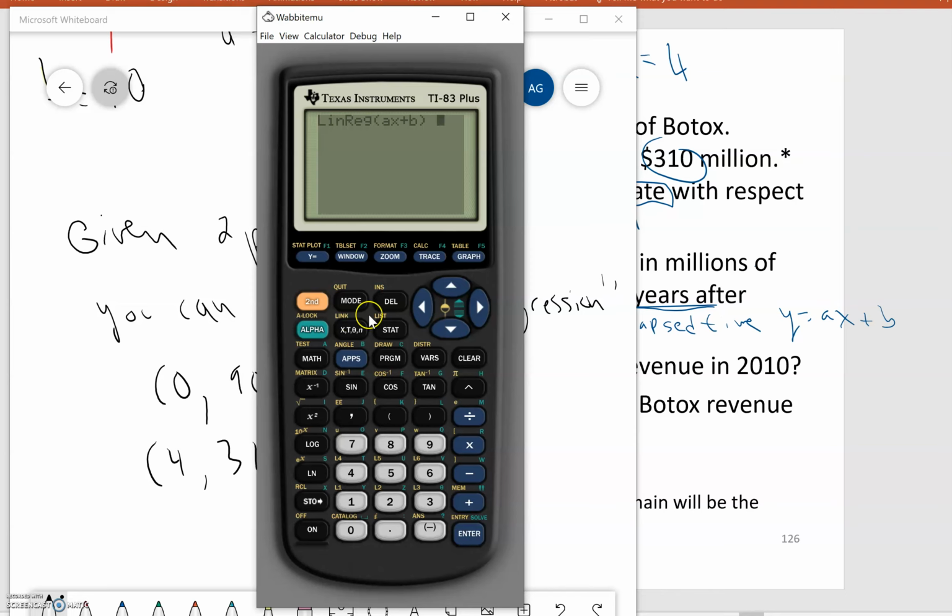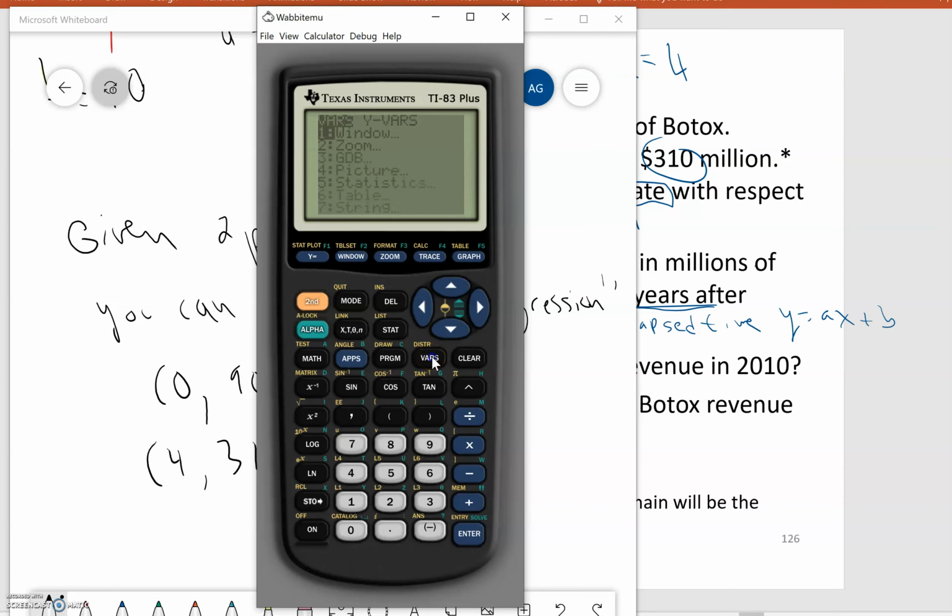Now, we want to be sure that it's using the correct data. So I type second L1, comma, second L2. That's basically telling the calculator to use, for its function data, the information in list 1 and then the information in list 2. And then lastly, I want to tell the calculator where to save it.